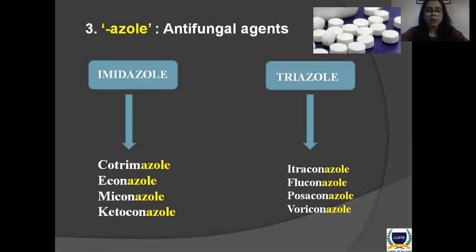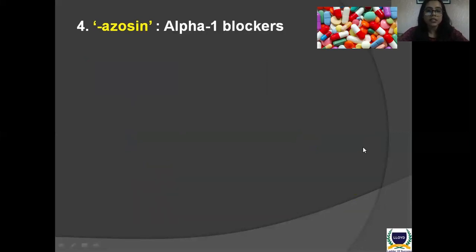So whether it is an imidazole or a triazole, both have the same suffix, that is azole. All these end with the same suffix, azole, and azole indicates they are antifungal agents. Our next suffix, our fourth type of suffix, is azosin.